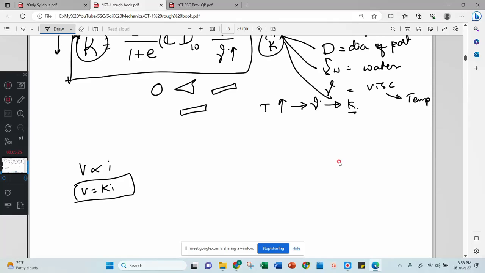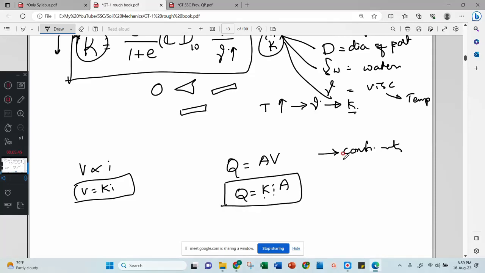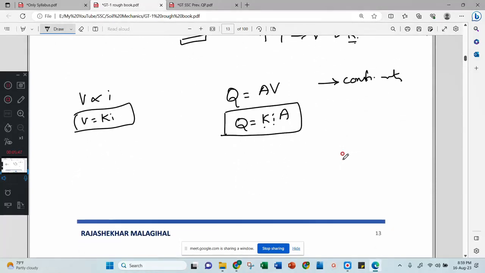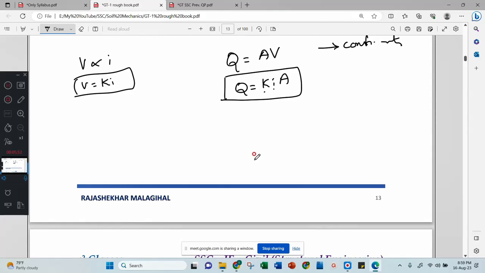Understood? Now, in fluid mechanics, we have Q equal to A into V. This is called the continuity equation. Correct? Continuity equation. Then in this equation, if I substitute V, then Q equal to KIA. V means KI, then A will be as it is. This equation you consider as KIA. Understood? Okay, this is all about permeability, coefficient of permeability, and Q, that is the discharge through the soil.